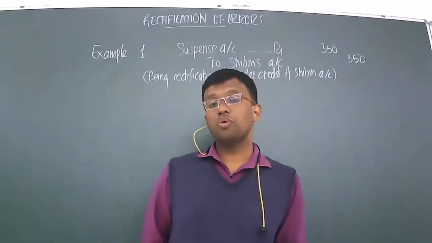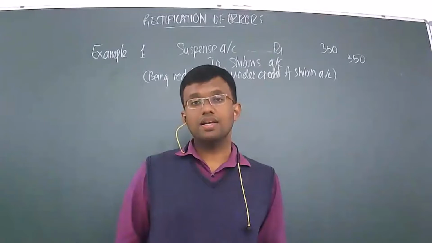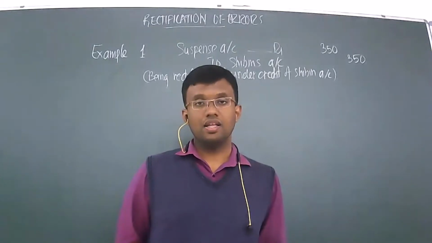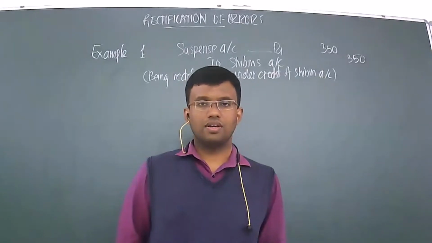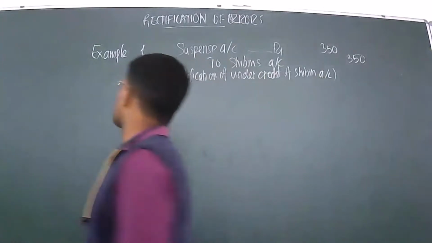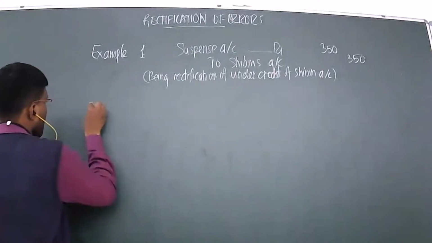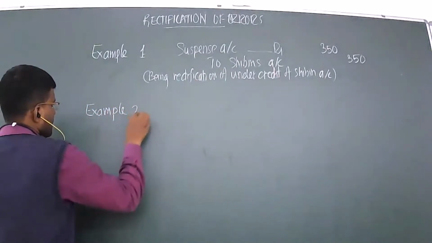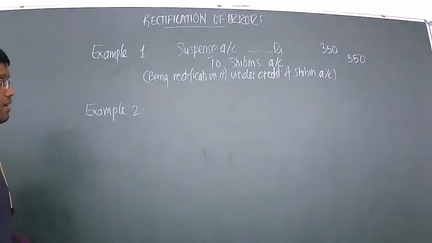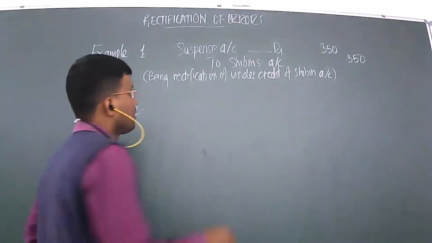So under credit, how do we rectify? We rectify by crediting. So which account will we credit? We will have to credit sales account. So now, the second example. What is the second example?